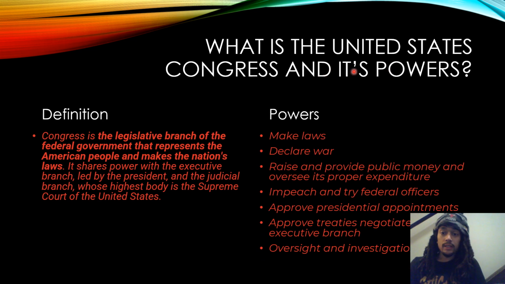So, what is the United States Congress and its powers? Definition: Congress is the legislative branch of the federal government that represents the American people and makes the nation's laws. It shares power with the executive branch led by the president and the judicial branch, whose highest body is the Supreme Court of the United States.